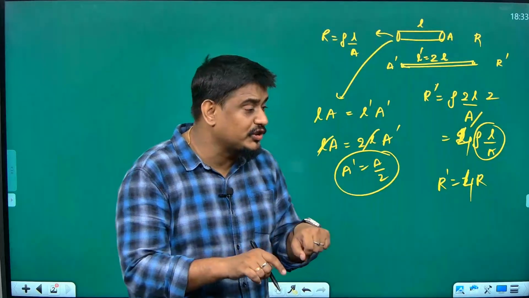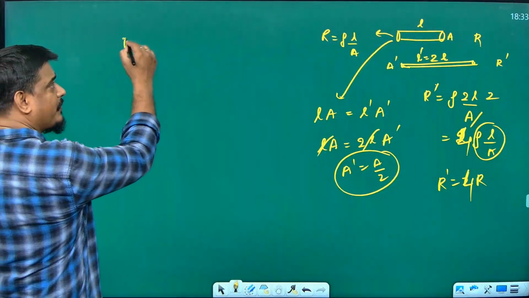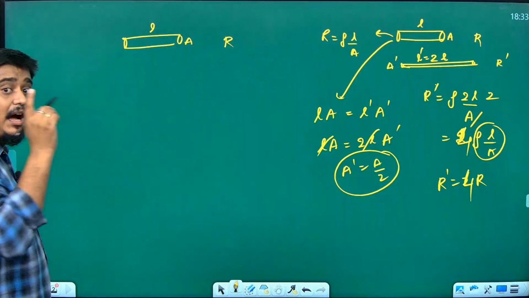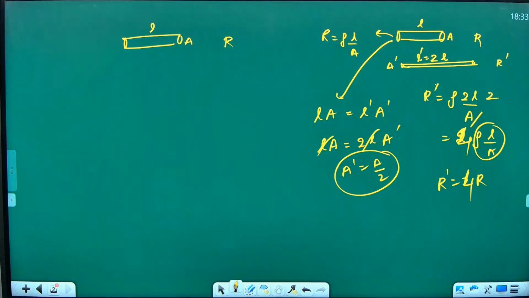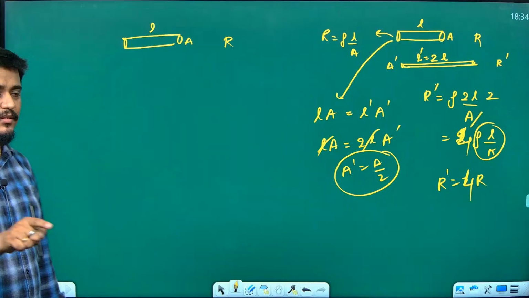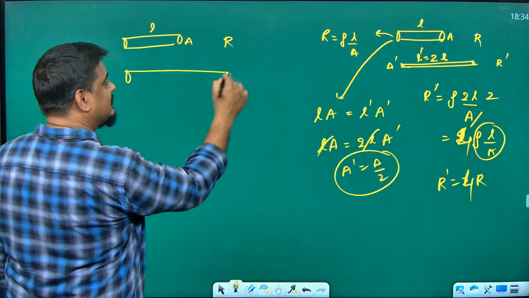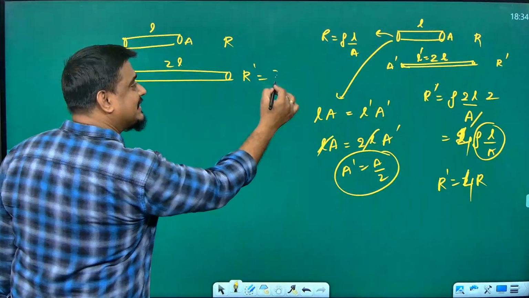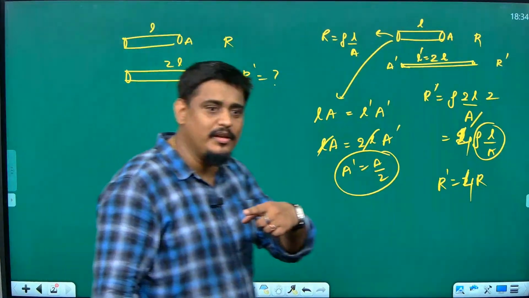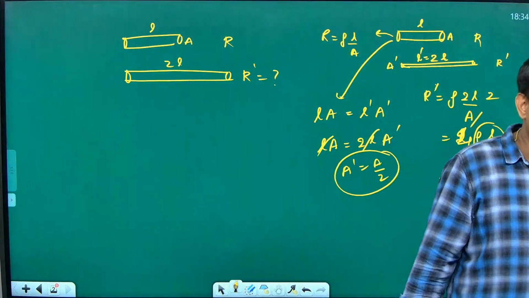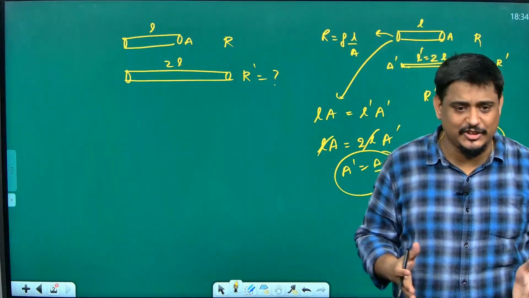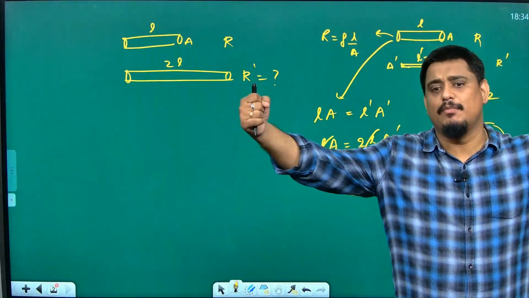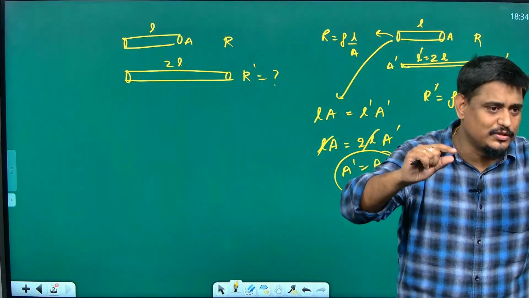Second category of question is, they will say there was a wire of length L, area A, resistance R. Another wire of same material, but twice the length is taken. What is its resistance? Then the answer is 2R only. Because now they are not stretching it, area will not change. In the previous case, I stretched the wire to become 2L, so area got reduced.